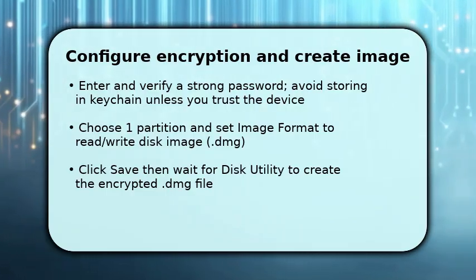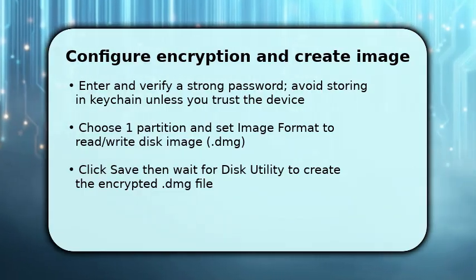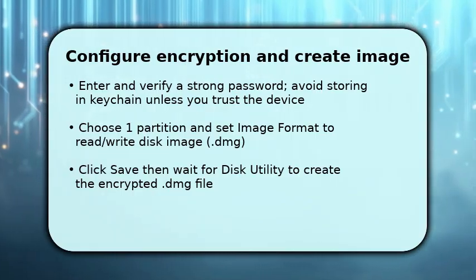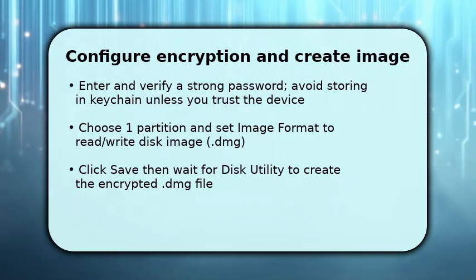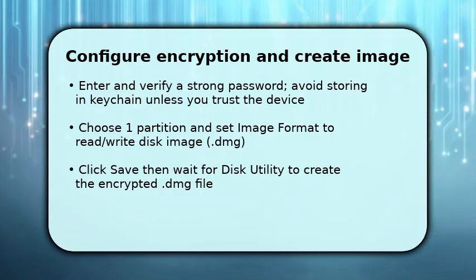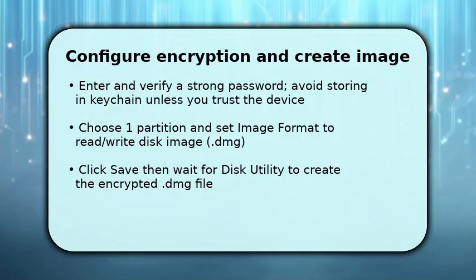Set partition to one partition and image format to read/write so you can add files later. Select Save and Disk Utility will create an encrypted DMG. This may take a moment depending on size. Once created, you'll see the disk image file in Finder. Mount it by double-clicking and entering your password.